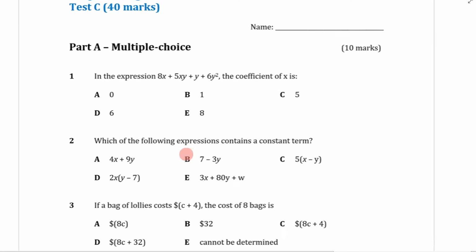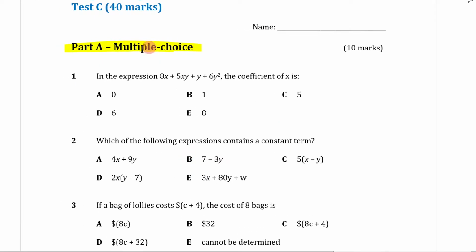So it says, Part A, multiple choice. In the expression this, the coefficient of x is which of the following? Well, the coefficient is simply the number in front of x, so that's going to be 8. So that means my answer here will be E.